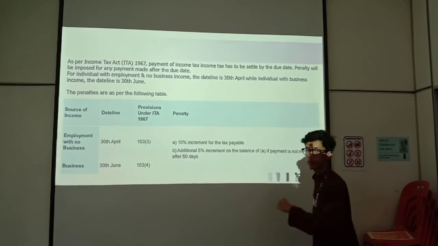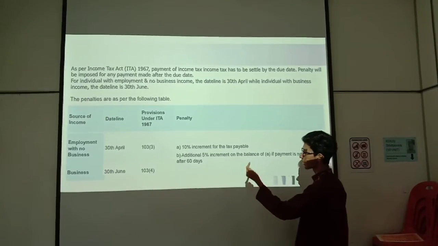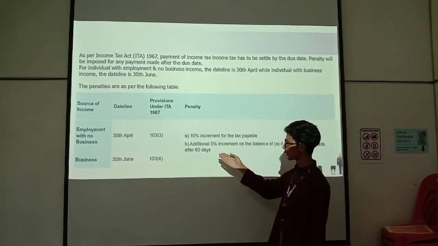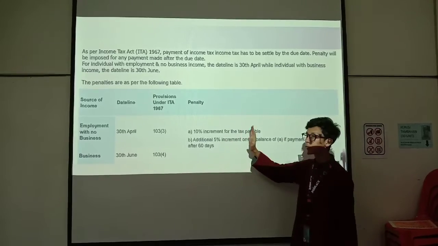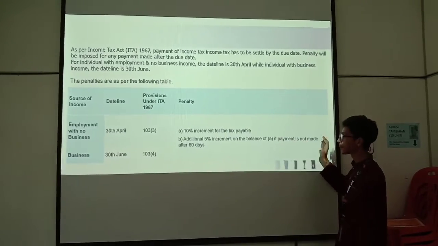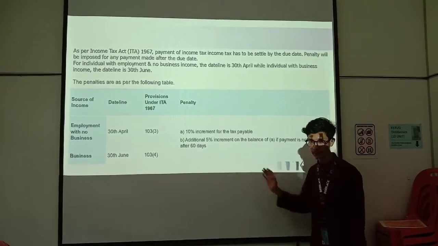Okay, the penalty for the person that exceeds the due date is, firstly, a 10% increment of the tax payable. Next, the penalty is an additional 5% increment on the balance of the tax if payment is not made after 60 days of notice of the penalties.